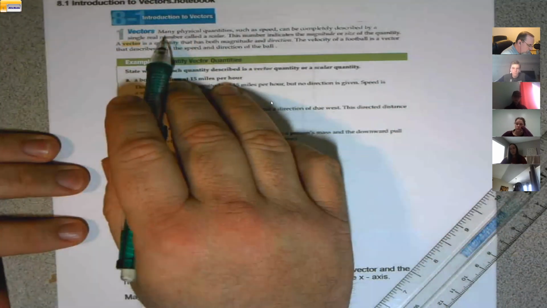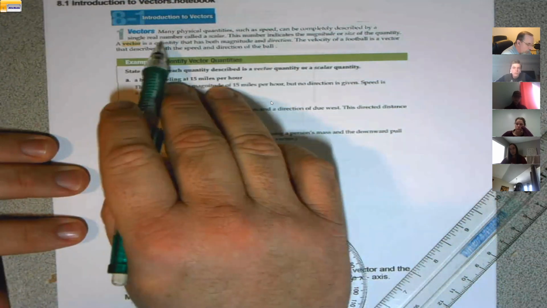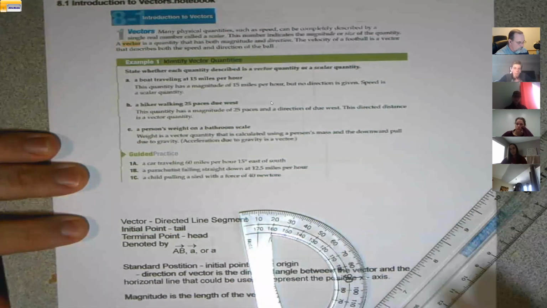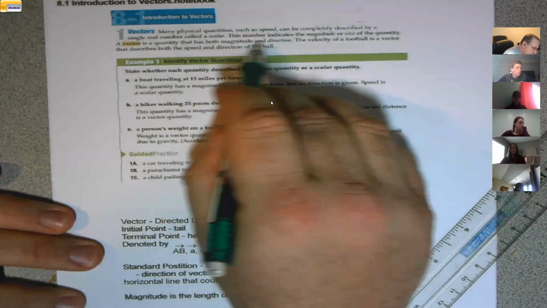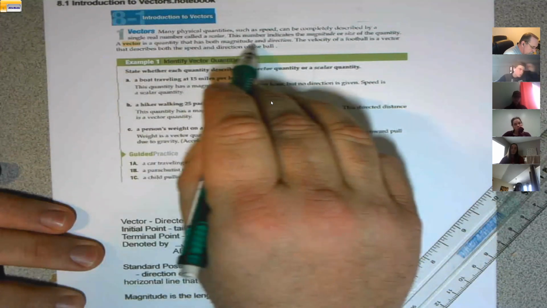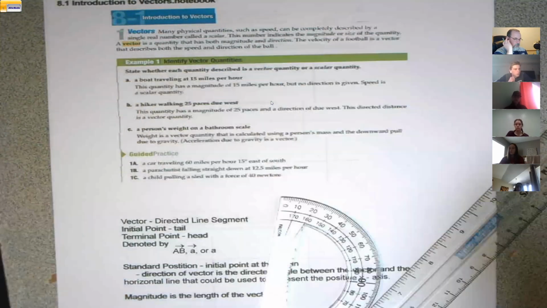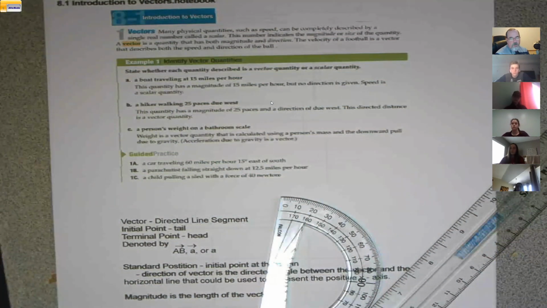It says many physical quantities such as speed can be completely described by a single real number called a scalar. So if I was going 50 miles per hour, not giving any sort of direction at all, that's just called a scalar. That's one number. This number indicates the magnitude or size of the quantity. A vector is a quantity that has both magnitude and direction. The velocity of a football is a vector that describes both the speed and direction of the ball. Or if I said I was going 50 miles per hour due east, that would be a vector, because it would have magnitude, how fast I'm going, plus it would have direction.